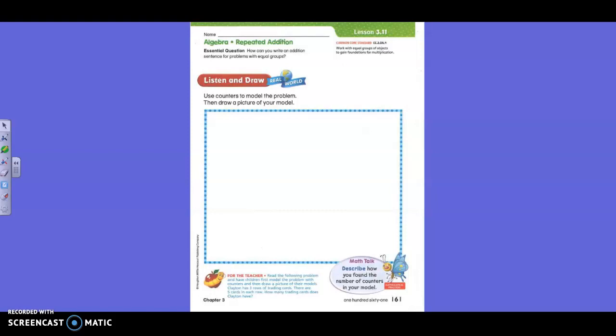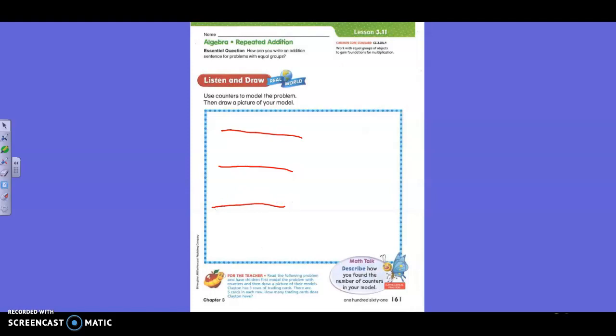Word problem. Clayton has 3 rows of trading cards. What do you think you need to do to draw a picture? Think about it. Clayton has 3 rows of trading cards. There are 5 cards in each row. How many trading cards does Clayton have? So what was the first thing you thought you should do, guys? Put 3 lines. 3 lines for the 3 rows, right?